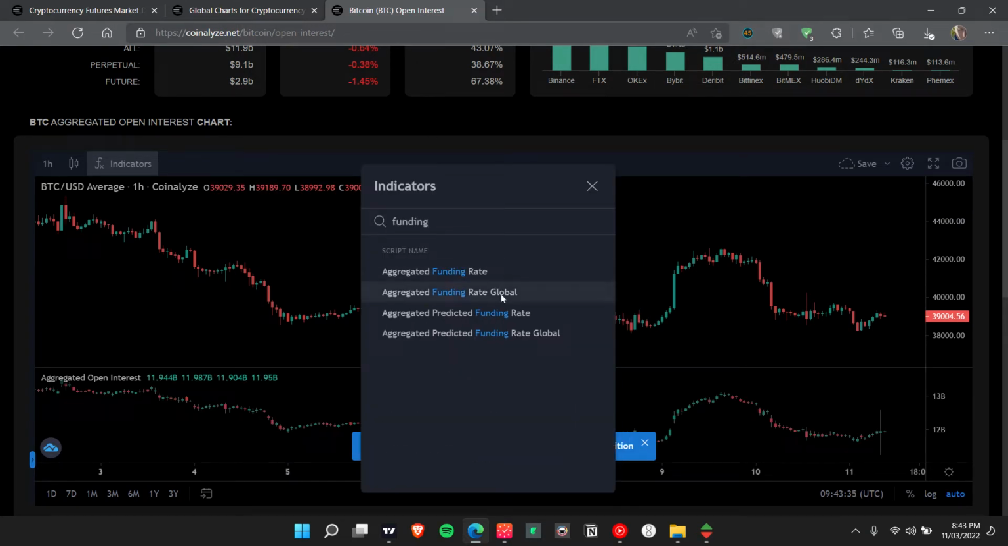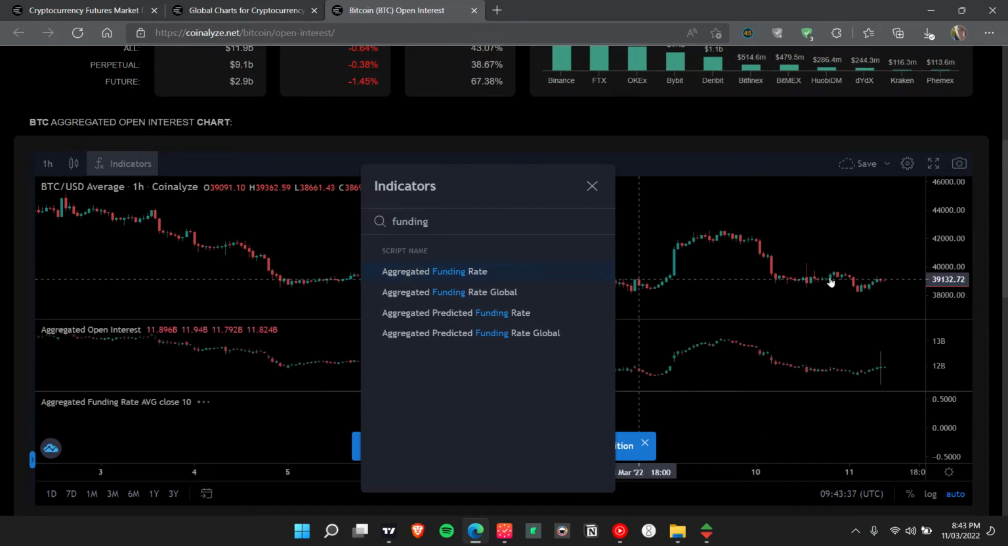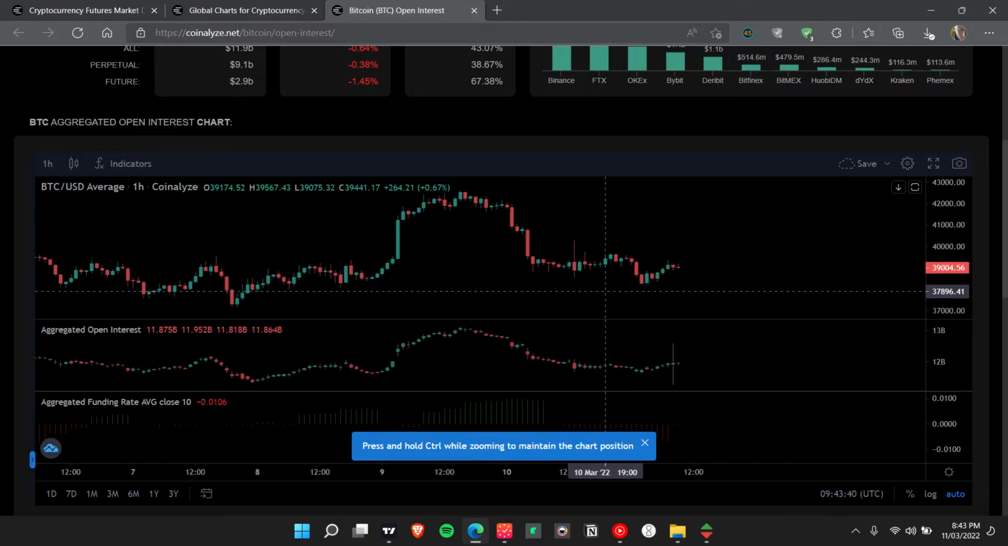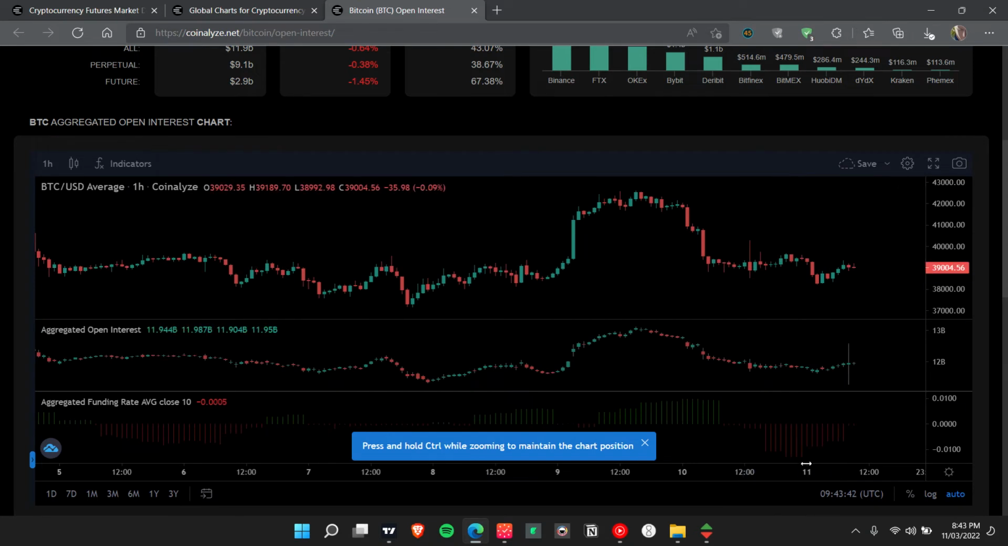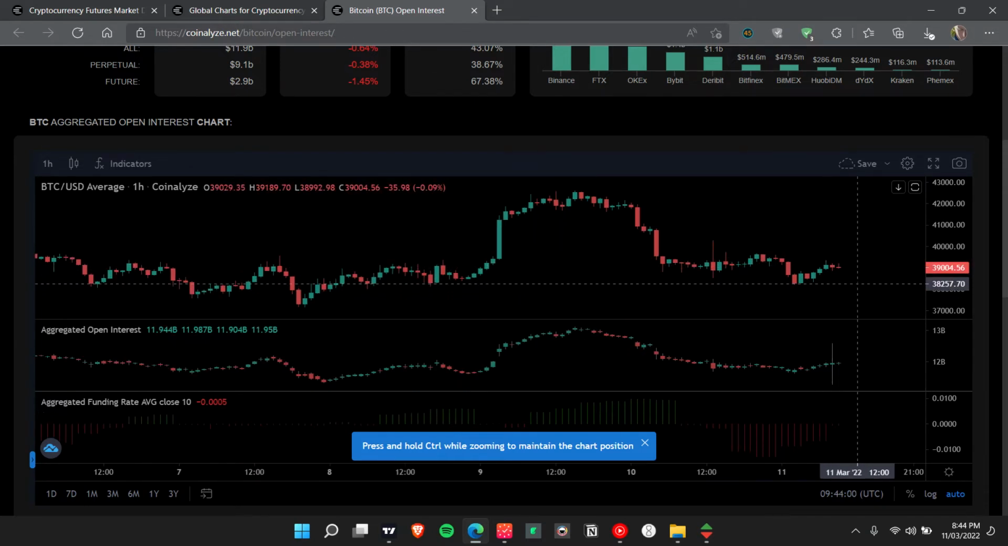Yeah, so the aggregated funding rate: you can see that the funding is negative, but what is happening right now is that the funding is slowly and gradually going up. If in this trend the funding all of a sudden turns green, where we have a bearish trend, there's a possibility that Bitcoin is forming a bottom at this price range.